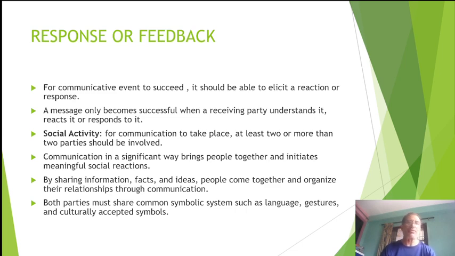Now, the last one, social activity. For communication to take place, at least two or more than two parties should be involved in the process of communication. Communication in a significant way brings people together and initiates meaningful social reactions. Without bringing two people or two organizations together, communication cannot take place. By sharing information, facts and ideas, people come together and organize their relationship through communication. If nobody shares any ideas, who comes near? How does communication take place? Both parties must share a common symbolic system such as language, gestures, and culturally accepted symbols. This is how communication takes place.